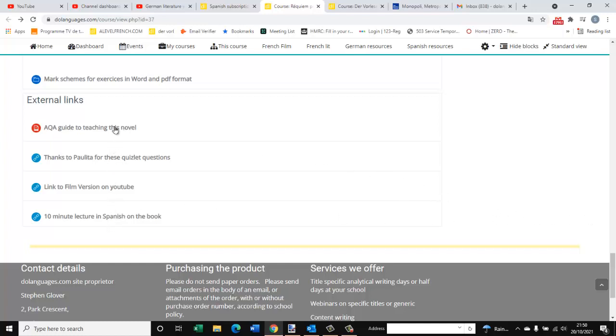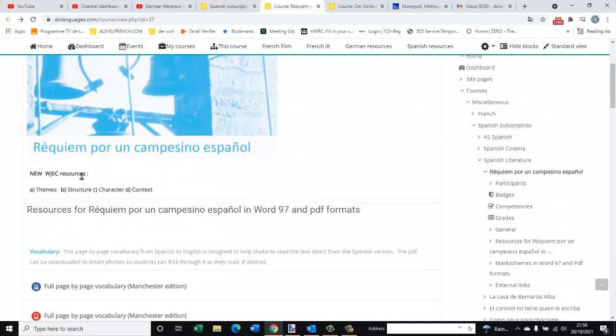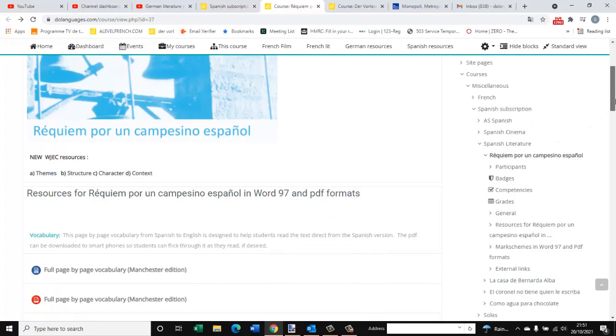Then we've got some of the things you may well have found yourself, the AQA guide to the novel. Some nice questions by a lady called Paulita on Quizlet, a version of the film which may or may not disappear, and a lecture on the novel. And last but not least, the excellent JEC resources on theme, structure, character and context. So that's just one of the titles.